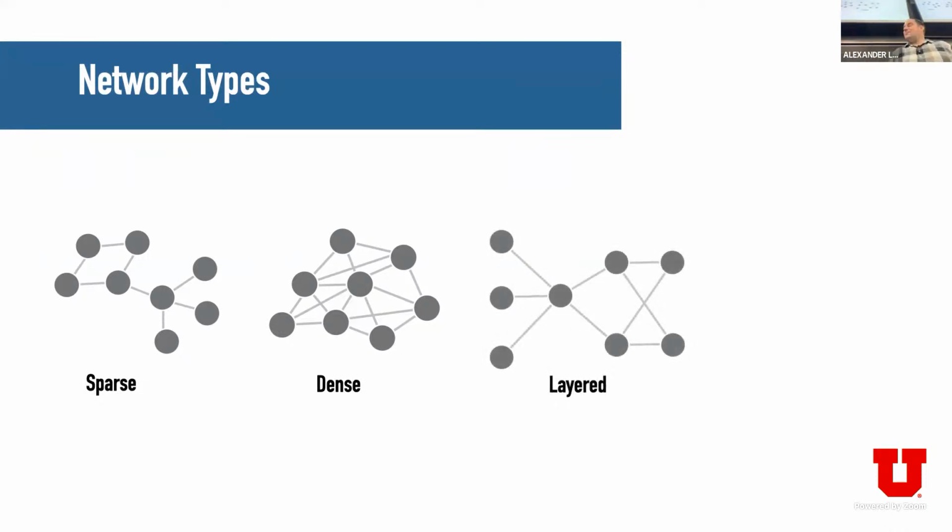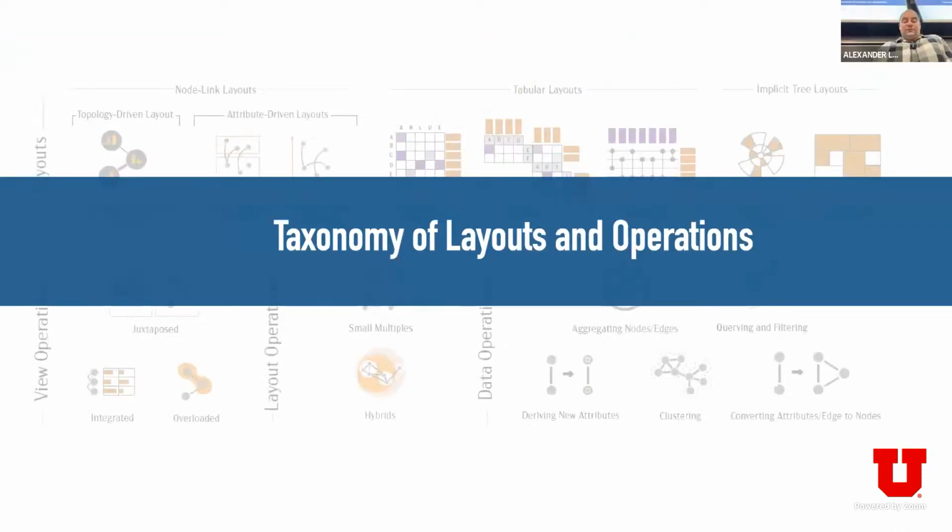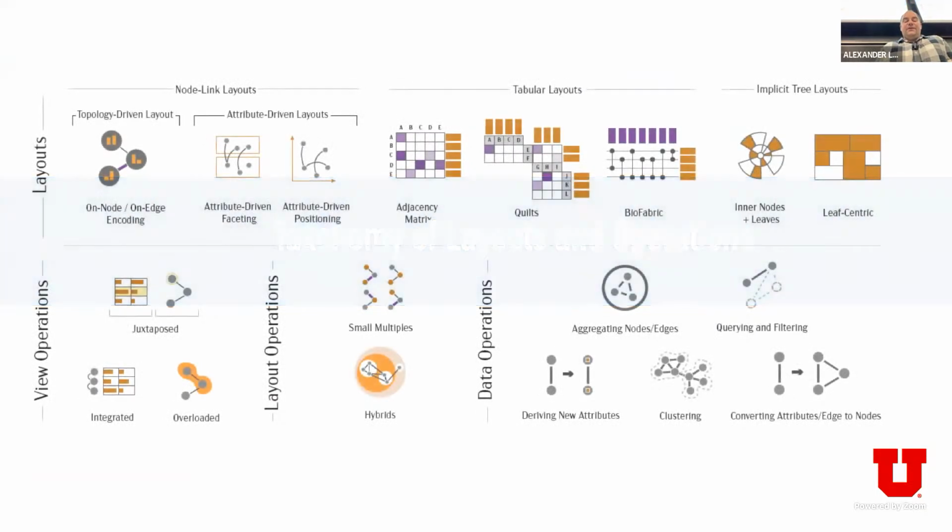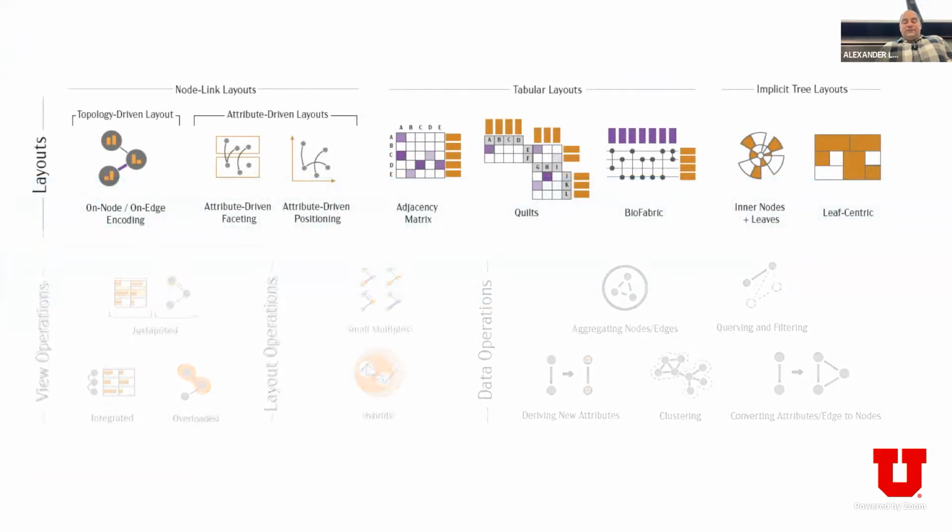If you have a layered network, you might use different structures. Here you could imagine you have layer 1, layer 2, layer 3, and layer 4, and you might want to show that. Or if you have a tree, which would be, again, a different structure. And so we came up with this taxonomy of layouts and operations. Let's jump into these layouts first.